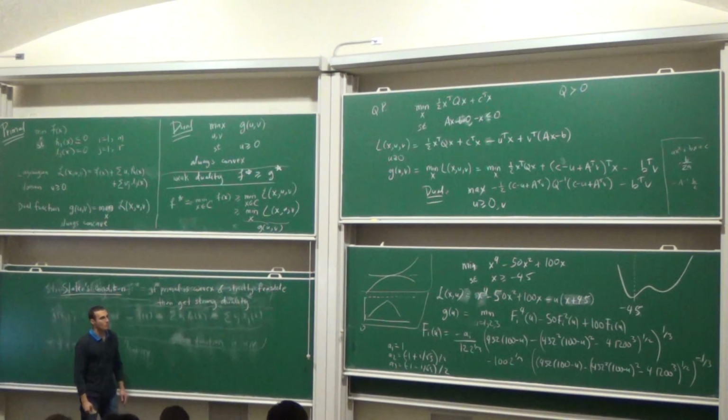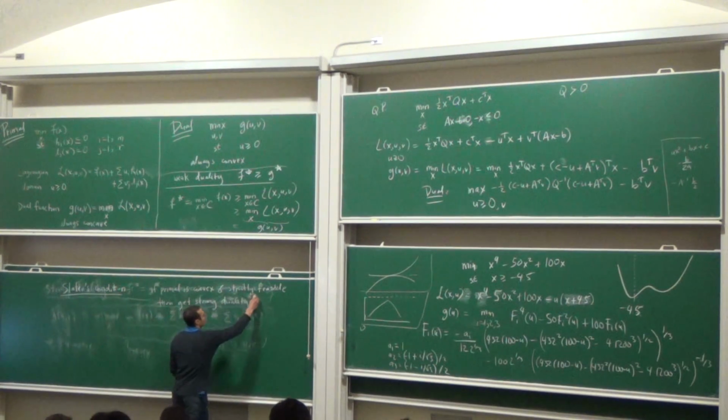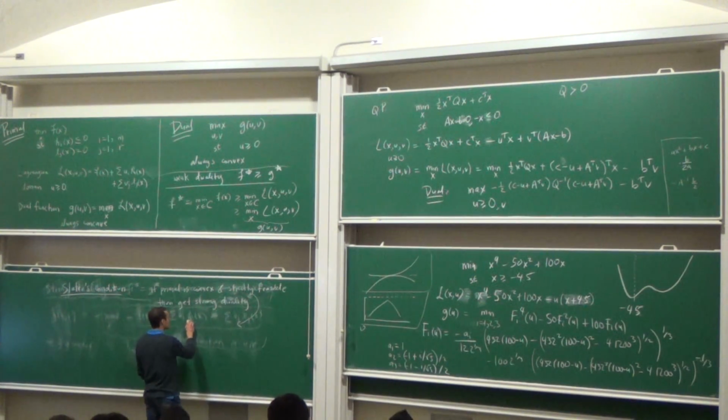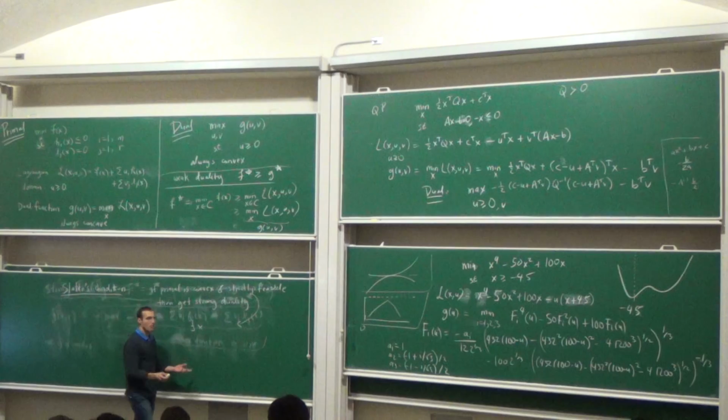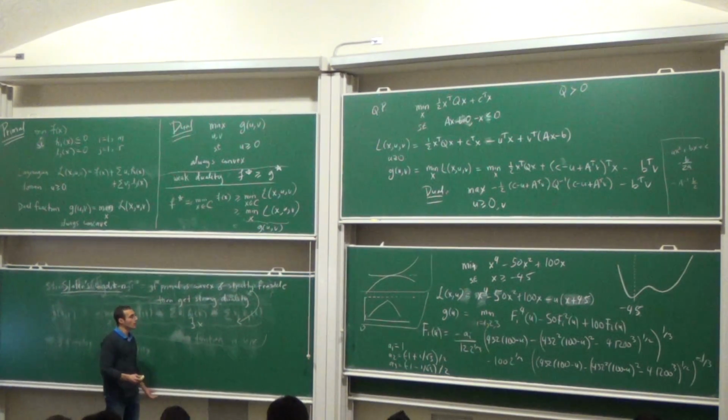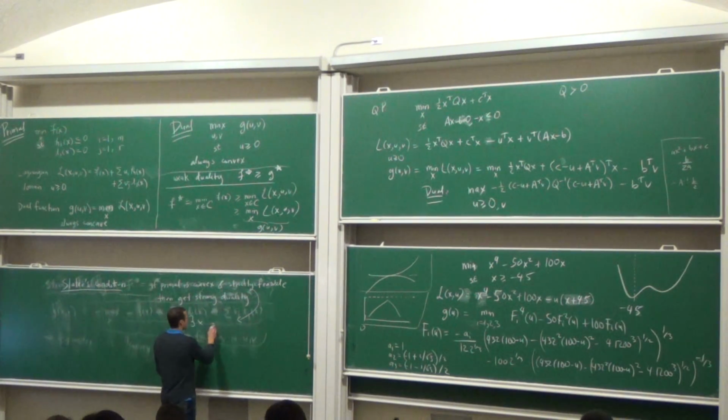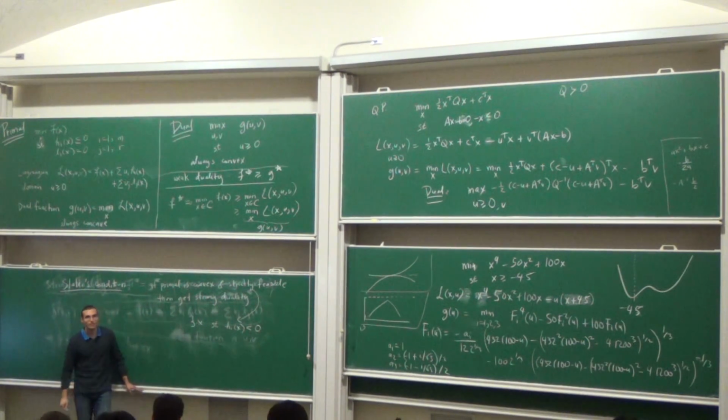What does strictly feasible mean? It means that we just have to have the property that there exists some x, it doesn't need to be optimal, there's just some value of x such that h_i of x is less than 0 for all of our inequality constraints.